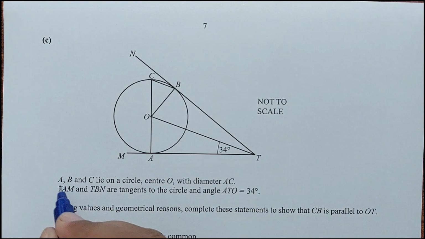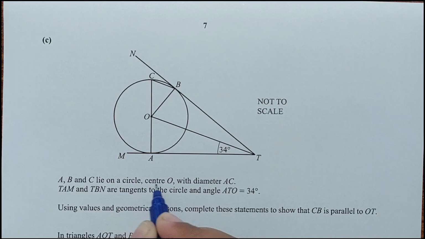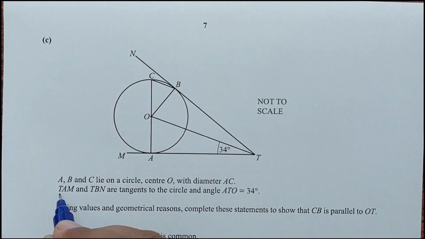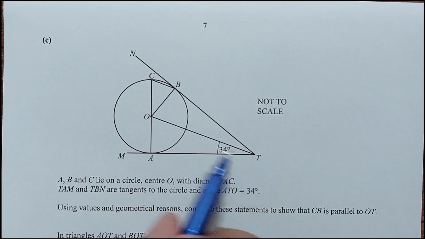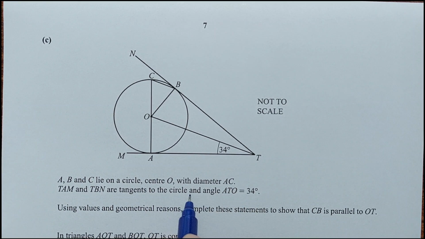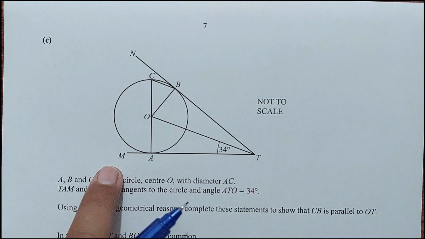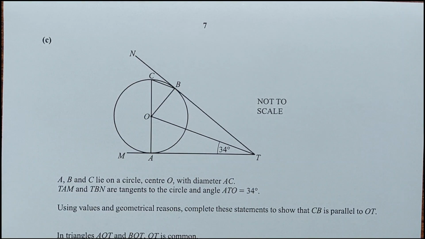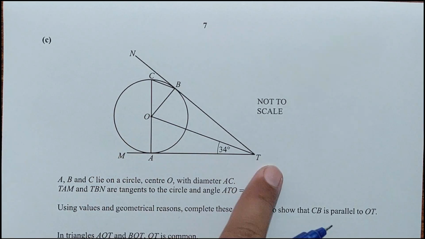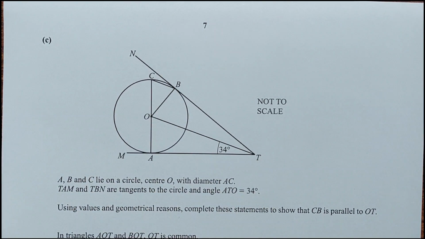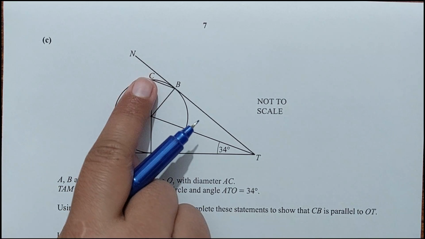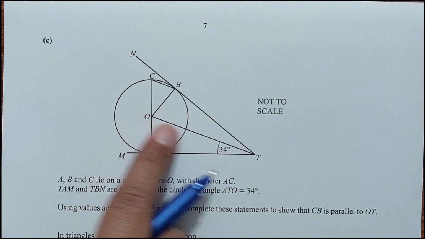Now for part C. A, B, and C lie on a circle, center O, with diameter AC. TAM and TBN are tangents to the circle, and angle ATO is 34 degrees, right? So TAM and TBN are the two tangents. So AT and BT have the same lengths because they are tangents on a circle from the same point. Using values and geometrical reasons, complete these statements to show that CB is parallel to OT.